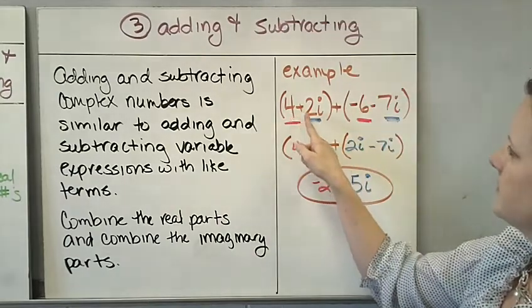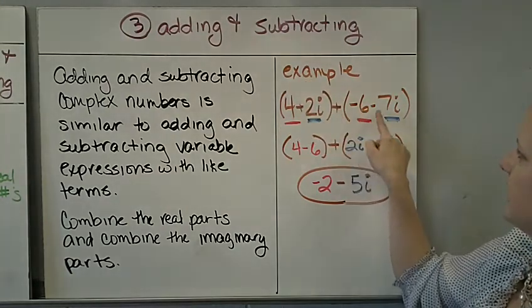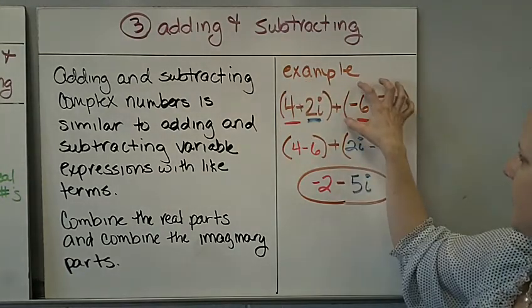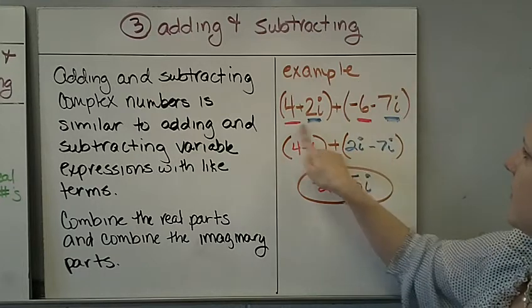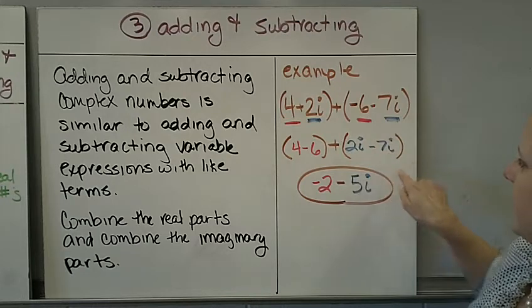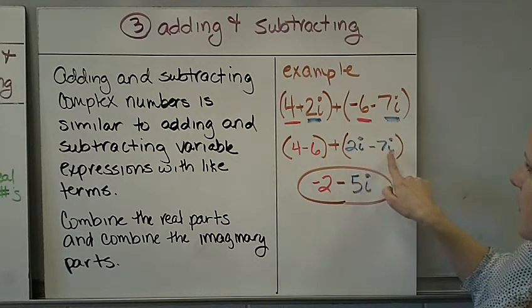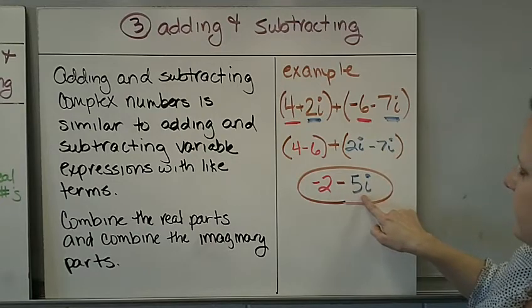Example, 4 plus 2i, that's a complex number, plus -6 minus 7i, that's a complex number. We look for our real parts, written right there, and our imaginary parts, written right there. And we have our answer. 4 minus 6 is -2, 2 minus 7 is -5.